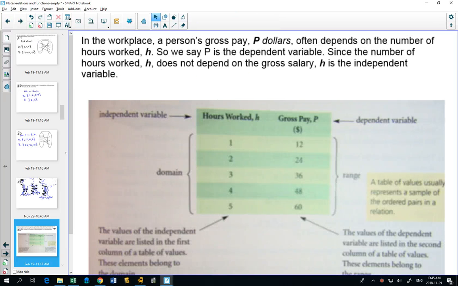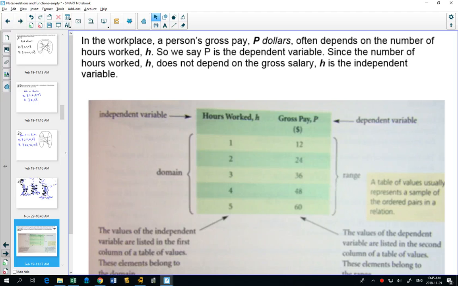In a workplace, a person's pay, P dollars, depends on the number of hours you work. Surprise, surprise. You work more hours, you get paid more. How much is this person getting paid an hour? $12 an hour. Might be just, what is minimum wage right now? $11.50. Nice.